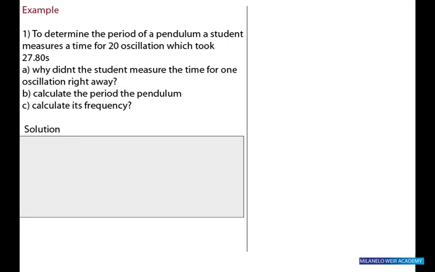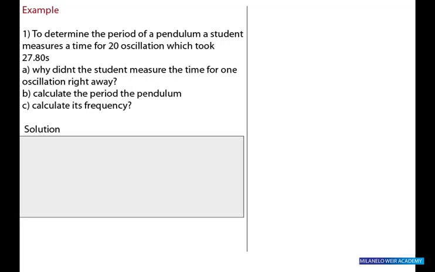A, why didn't the student measure the time for one oscillation right away? Why measure 20 oscillations and time all of them when you need the time for one oscillation? That's the question. B, calculate the period of the pendulum. C, calculate its frequency. So let's start with A.